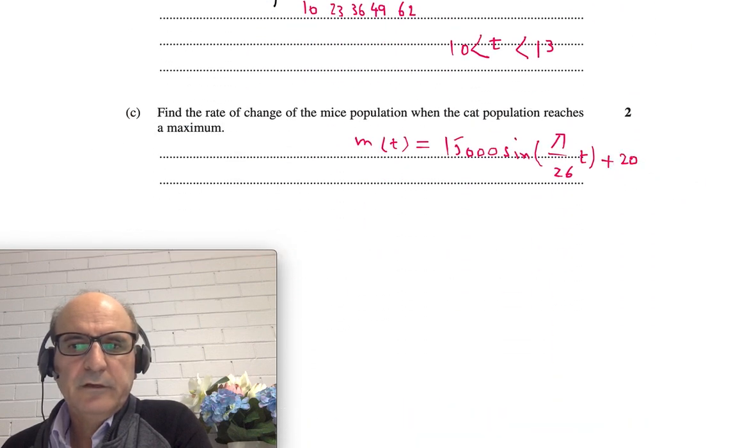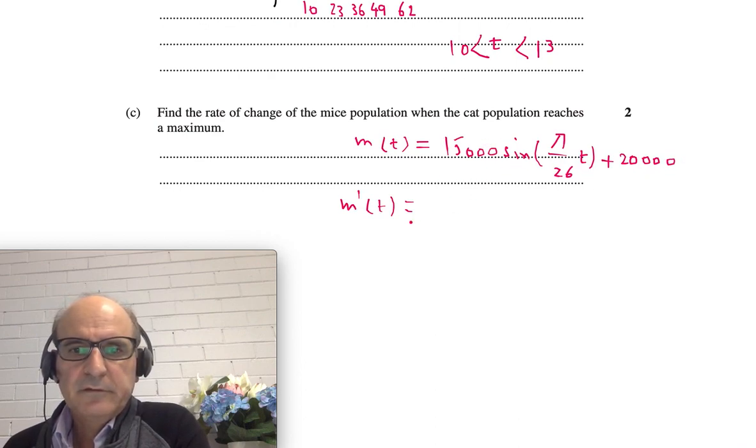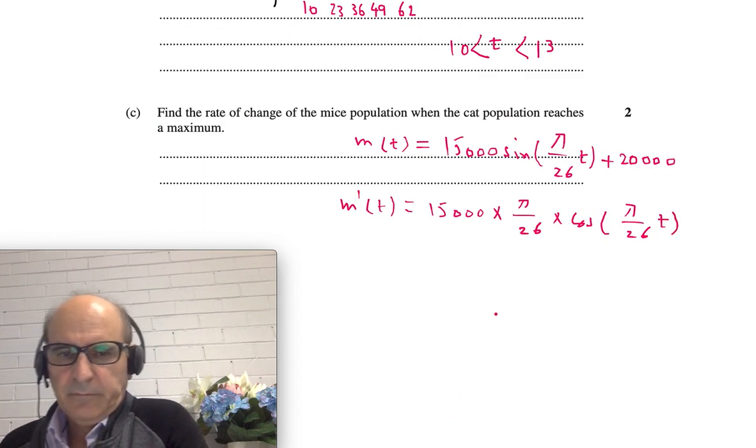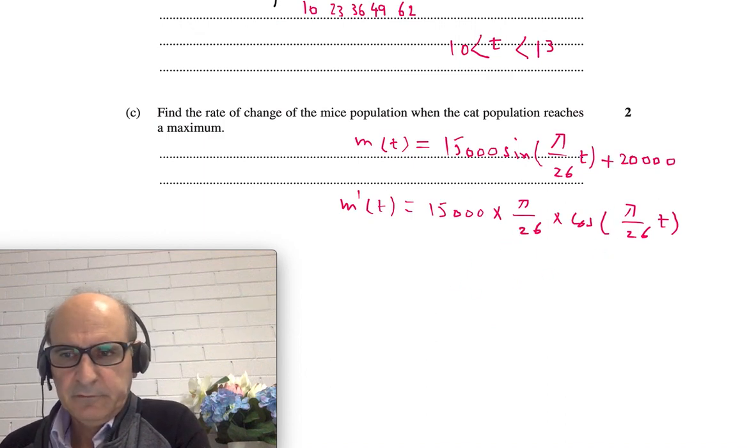We want to find the rate of this. To find the rate, you differentiate with respect to time. Obviously, this is a constant, has a derivative of 0. For this one, derivative of sine is cos, and I've got 15,000 here, times by the coefficient of t, which is pi on 26, then times by cos pi on 26 t, as derivative of sine is cos. All right, that is my derivative.